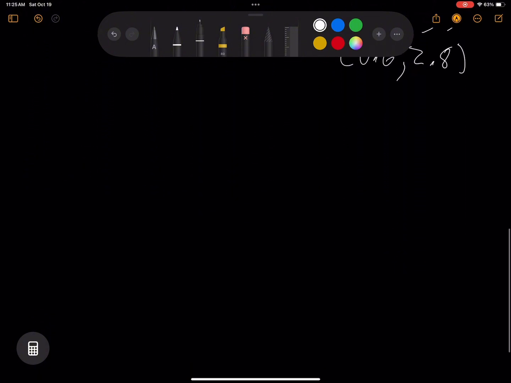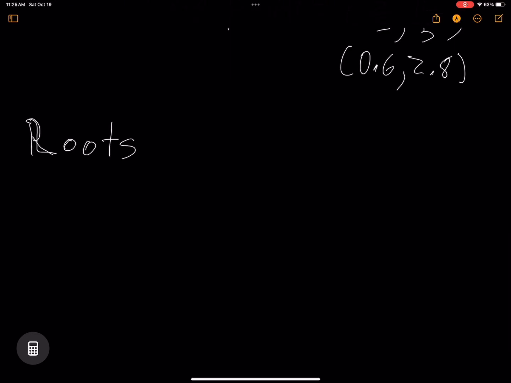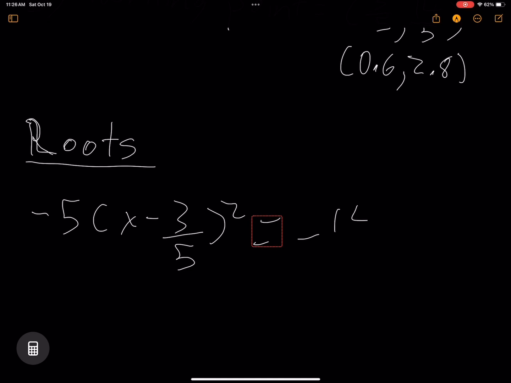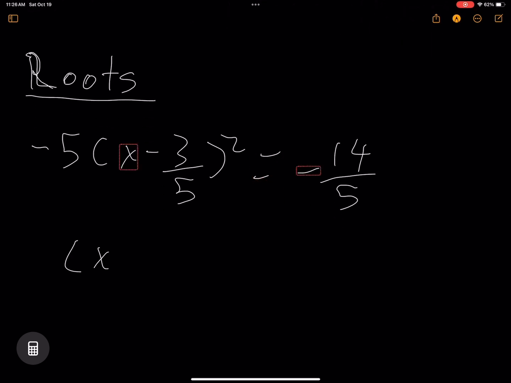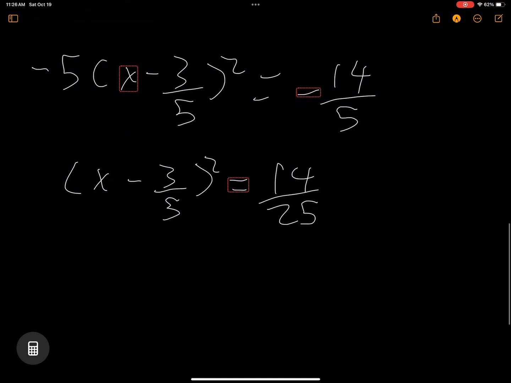And now we're going to solve for our roots. Alright, so to solve for our roots, we are going to use the same vertex from earlier, so negative 5 times x minus 3 over 5 squared is equal to negative 14 over 5. Now we're going to transfer the negative 5 over on the other side, so x minus 3 over 5 squared is equal to 14 over 25.